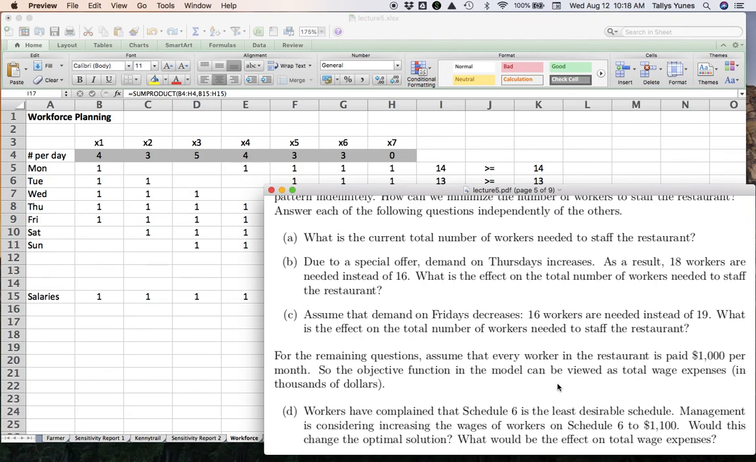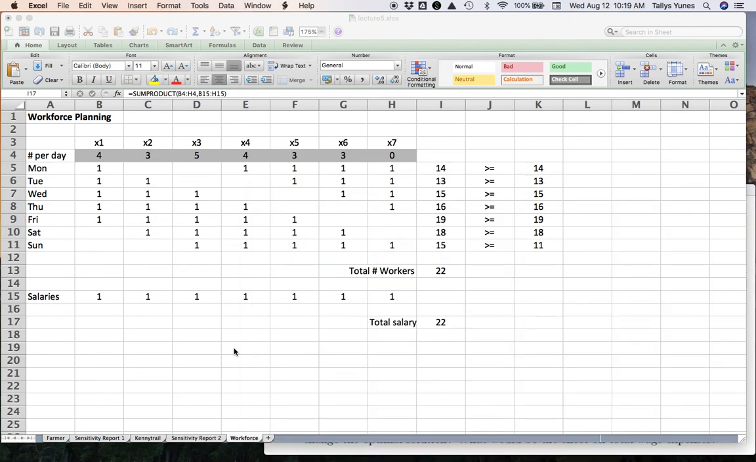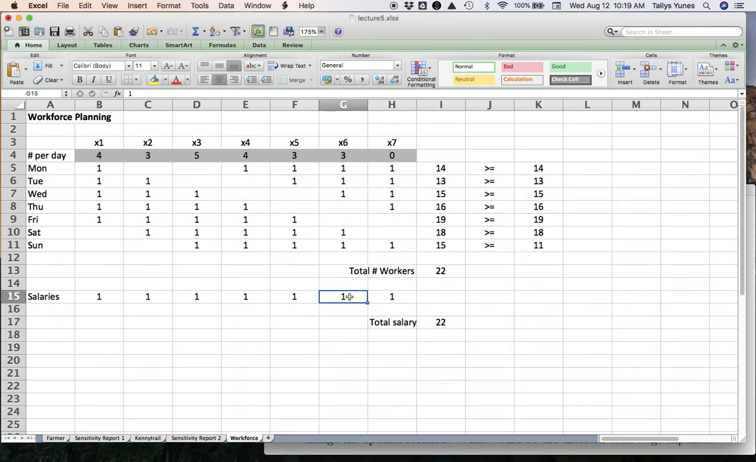So management is considering increasing the wages of those workers because they think, oh, this is unfair. So they're debating perhaps we should pay these folks $1,100 instead of $1,000, which would translate here into making this a 1.1, right?